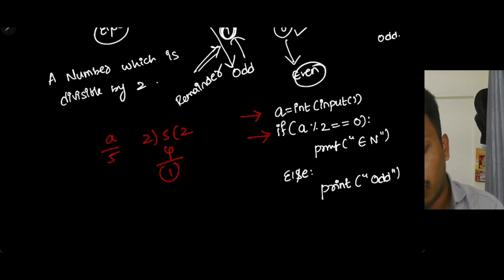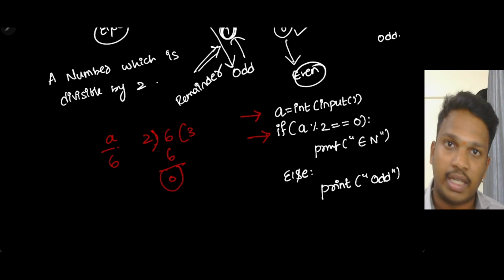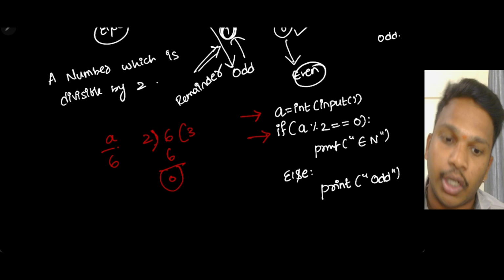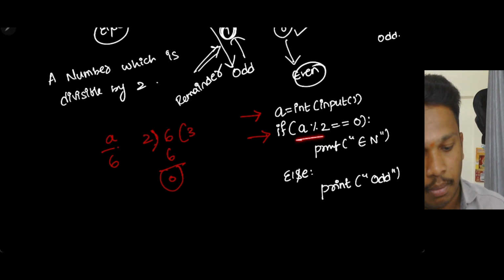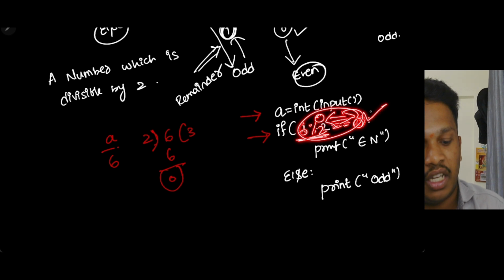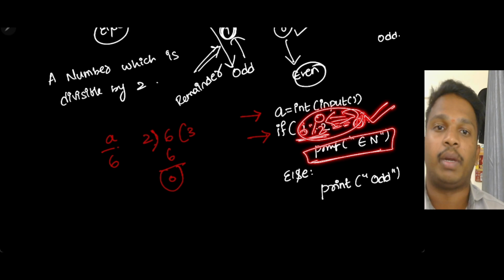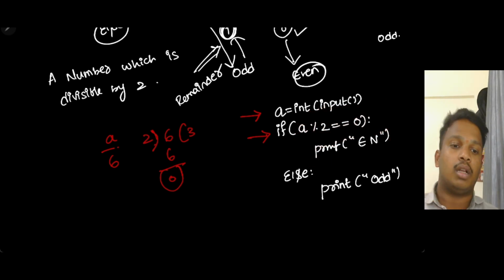Now how will it work in the case of 6? 2 threes are 6, the remainder is 0, correct? Now here it will check 6 mod 2 equal to 0. They got 0 here, and 0 here, both are equal. Then the condition is true. What will it print? Even number. Like this it will work.